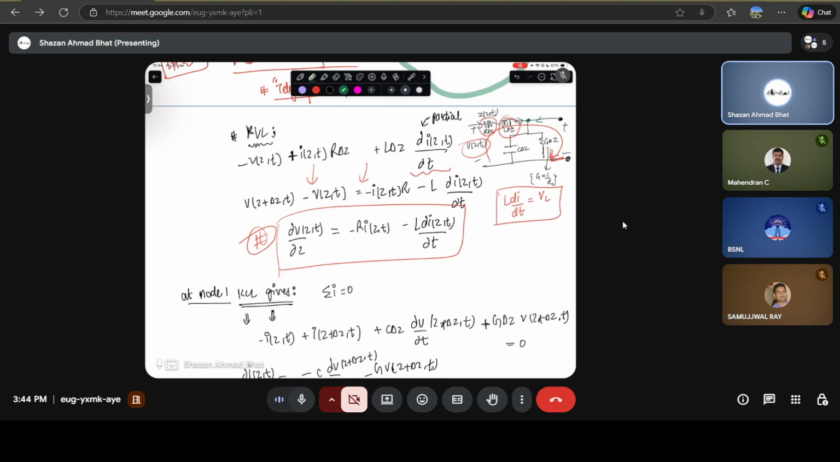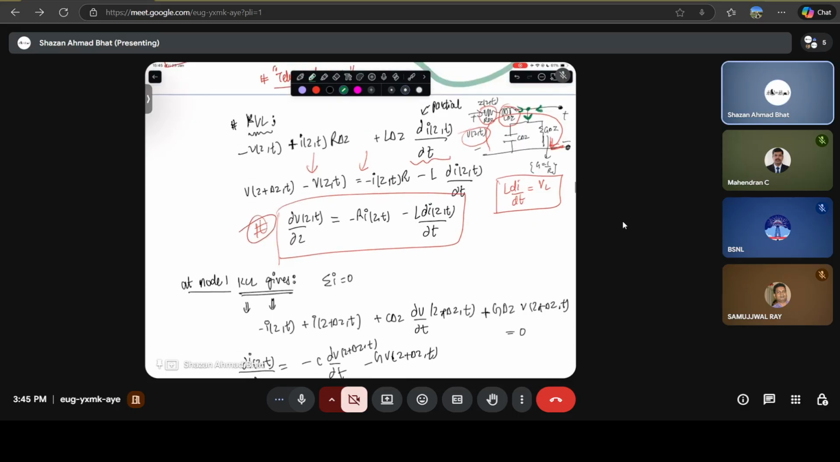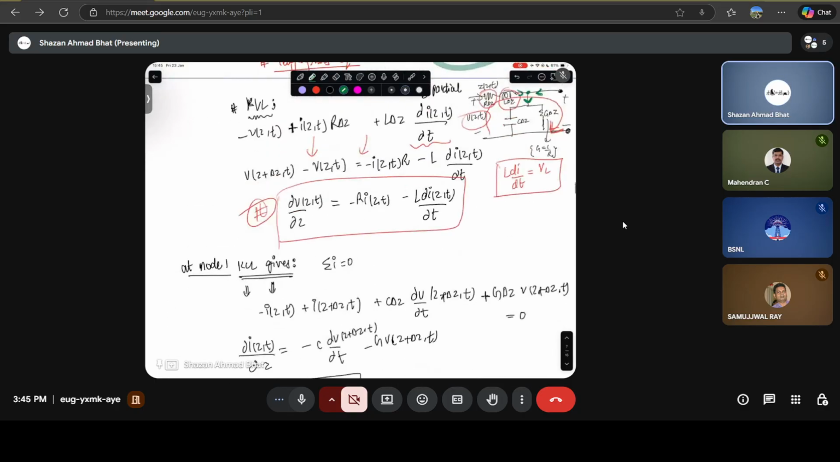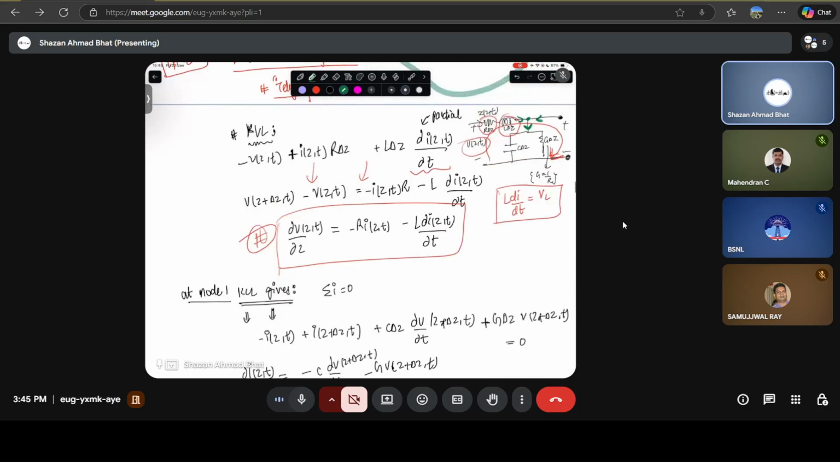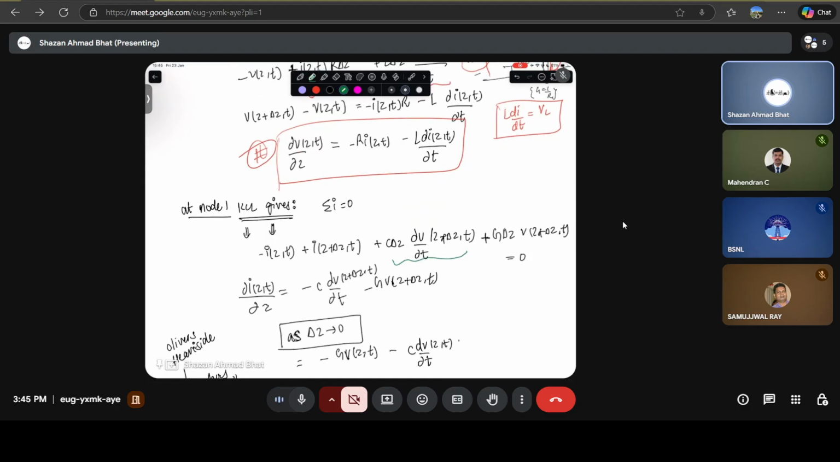So there are incoming currents and then there are outgoing currents. All incoming currents plus all outgoing currents should add up to zero. When you apply the KCL, you have I(z,t) here, and I(z+Δz,t) coming in this direction, and it's going to the capacitor and the resistor. This is the capacitive part. Basically, the current through a capacitor is C dV/dt. So this is the capacitive current.